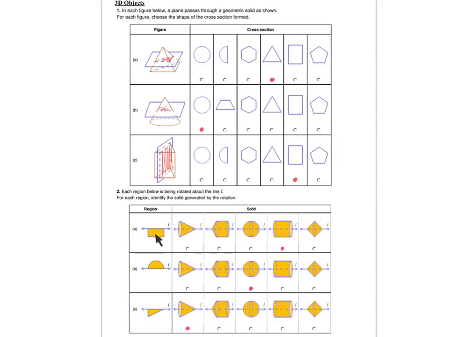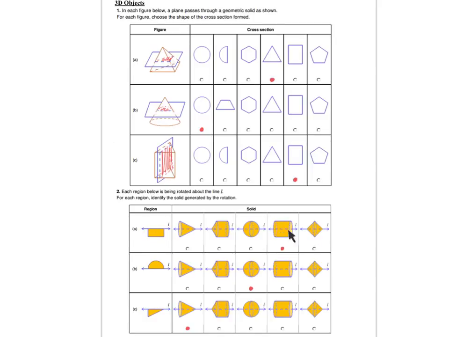Now for these down here, we're taking a 2D shape and spinning it around a line. Now I could spin it around a vertical line or horizontal line. These all have a horizontal line. So if you spin this rectangle, 2D shape, around this line, you will create one of these shapes, and it would be a cylinder. These are kind of hard to visualize.